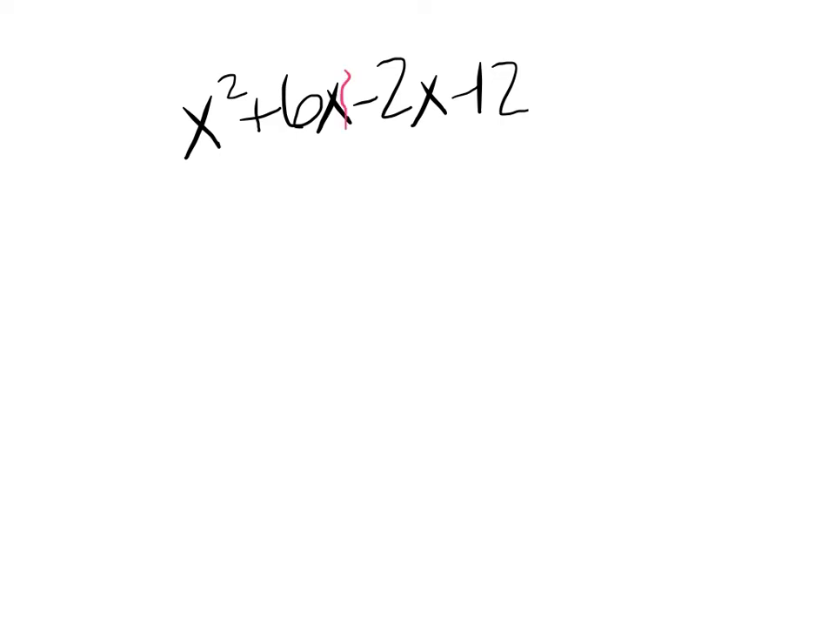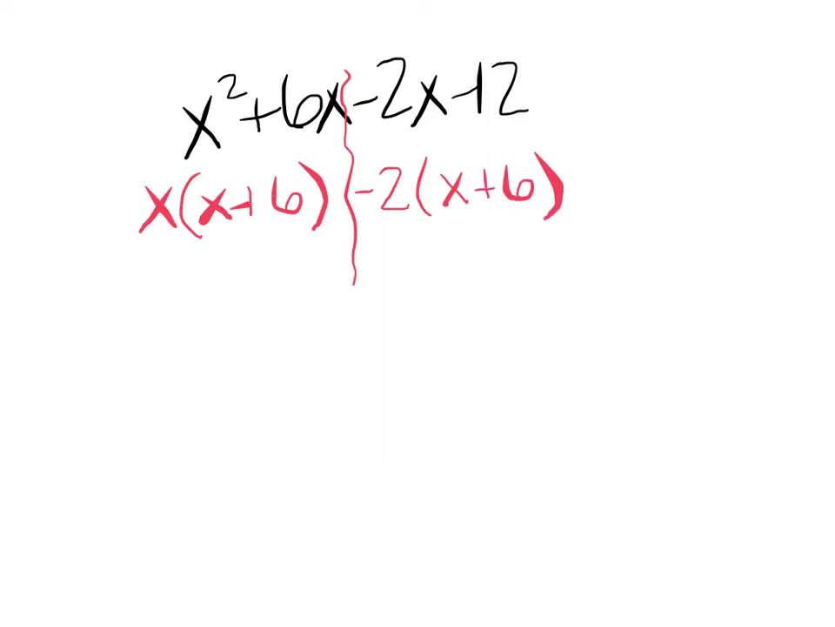Here's another one to group. Let's just go ahead and group the first couple together, and we'll group the second couple together. X squared and 6x. The GCF is x. Factor that out, and we're left with x plus 6. Negative 2x and negative 12. The GCF is negative 2. Factor that out, and you're left with x plus 6.